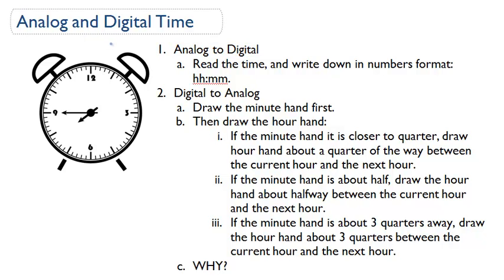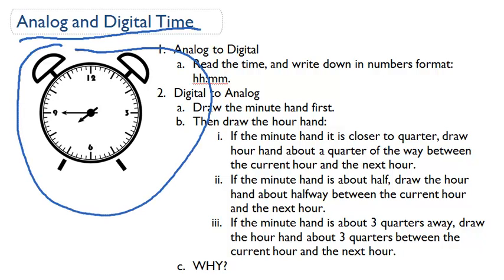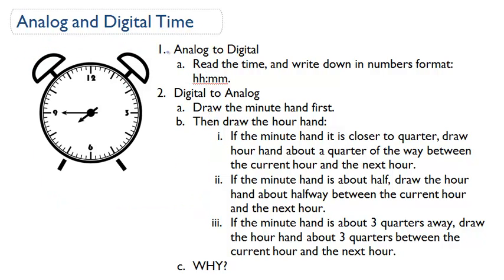Today we're going to be talking about analog and digital time. Ooh, big words, but we're going to talk about what those mean. And if you've been following along in our different topics, you'll notice that there's something familiar. We see this big old clock face that we've been using for other topics. Now, this is an example of analog time.